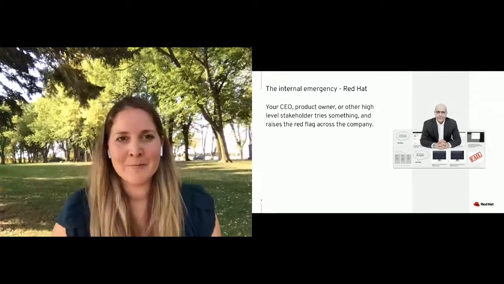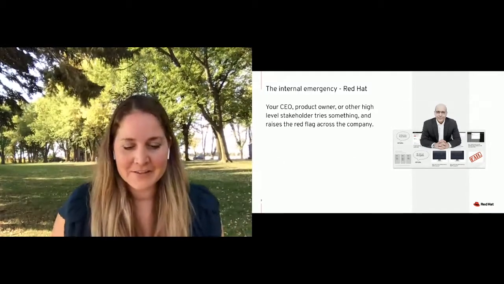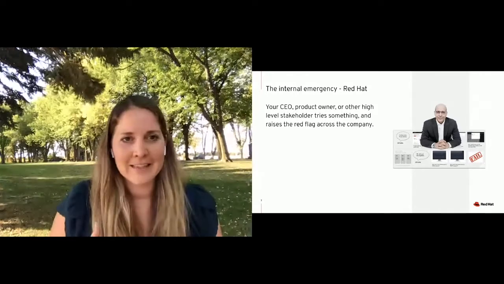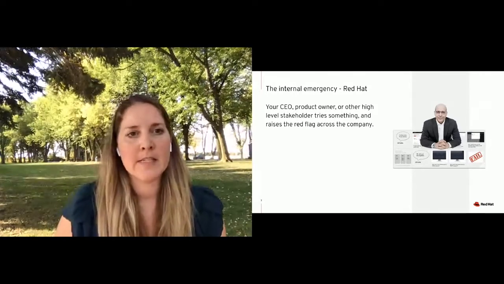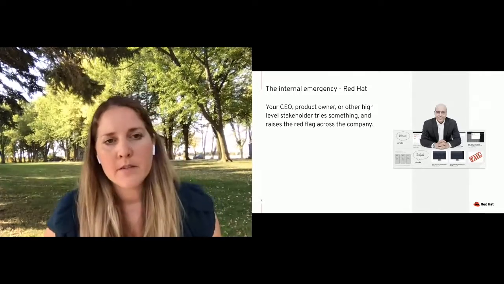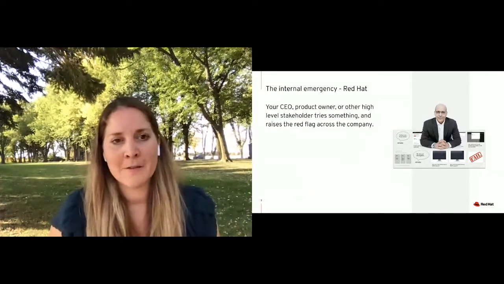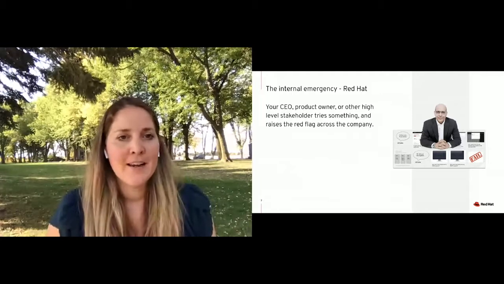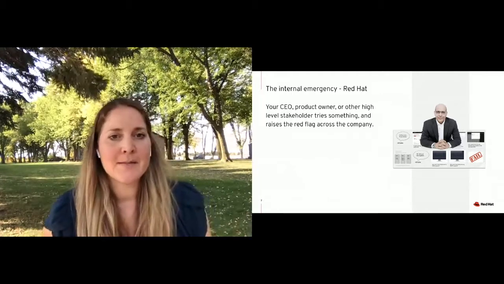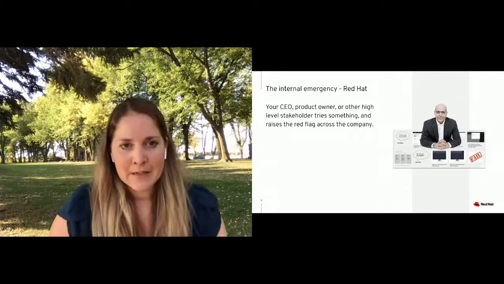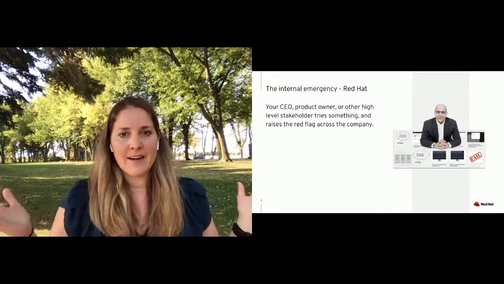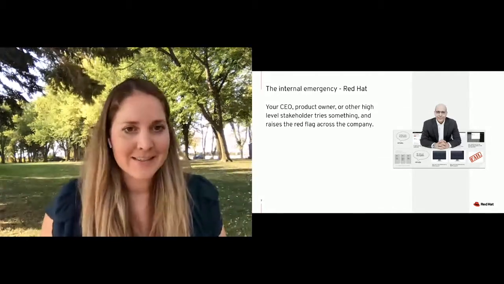It's just, you know, kind of internally, there's a little bit of chaos maybe, and you're trying to get things moving faster because there's a lot of attention on it. So what does this look like? Usually this looks like a CEO or other high-level executive tries to use your product. Something isn't working the way they expect, and they raise that red flag across the company and say, hey, I just tried this. What's happening? Why is this not working?